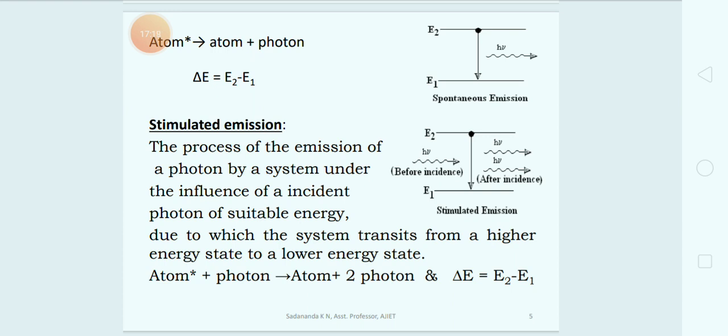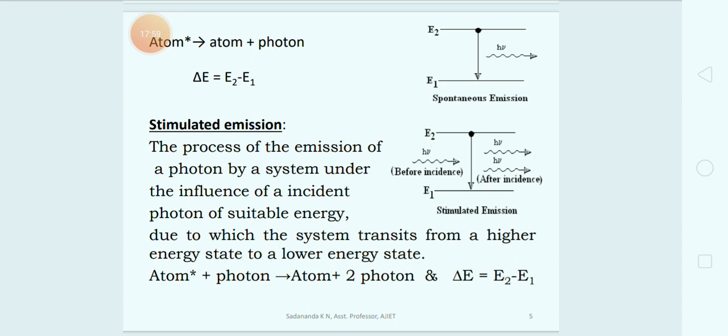You can see the picture here, the higher energy state and lower energy state, and before incidence there is one photon, the incident photon, and an atom which is in the higher energy state. In the previous case I explained that it voluntarily comes down. Now, before the voluntary transition, one photon is incident in the vicinity of the atom which is at the higher energy state. By that time what happens? The atom undergoes a downward transition with the liberation of a photon.